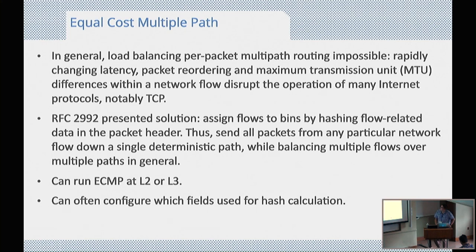ECMP, equal cost multipath. This is if you have 2 links and both of them are just as fast, just as heavily loaded, which link are you going to pick to send your packet down? And it turns out it's impossible to do this on a per packet basis. The reason for this is there's rapidly changing latency on different links potentially. Packets could get reordered. Maximum transmission units, the size of packets can differ. And this breaks lots of protocols, most notably TCP used on the internet.